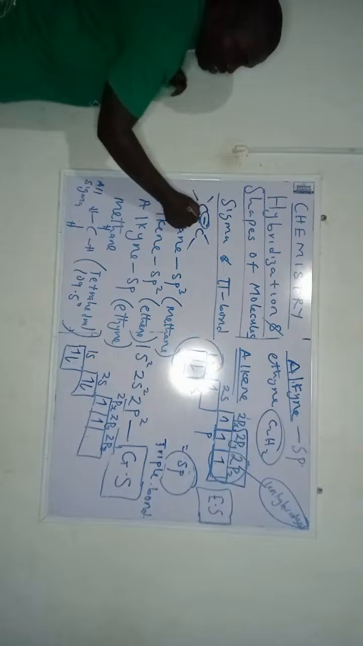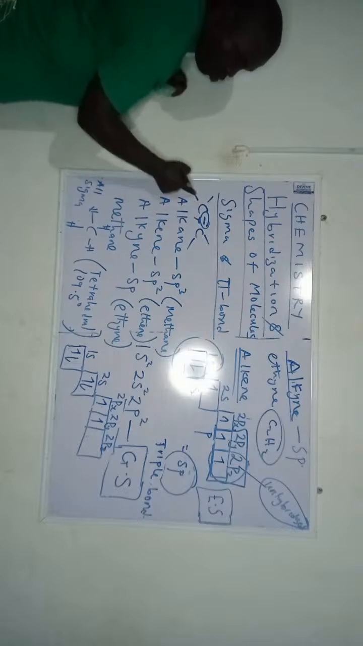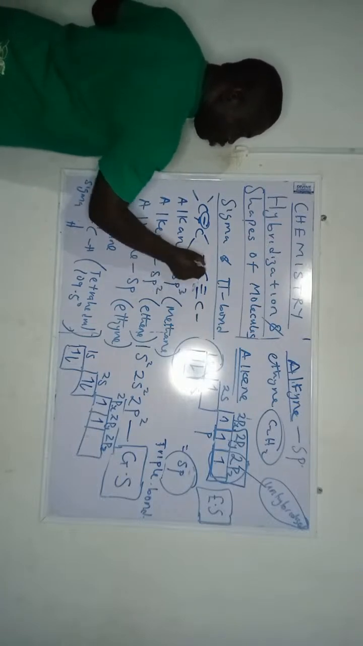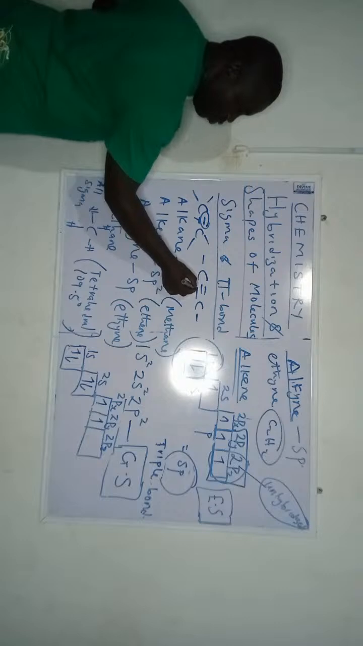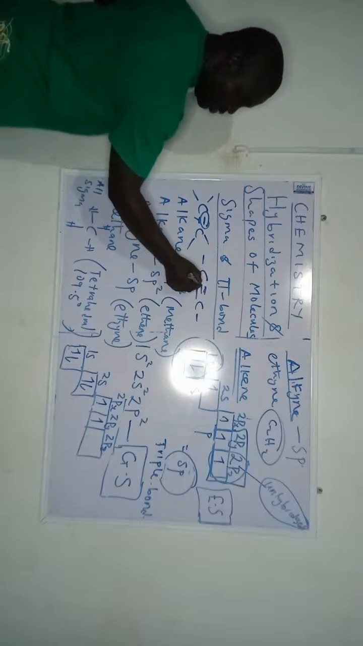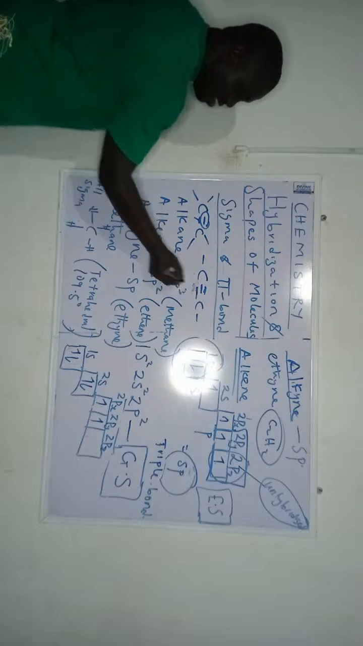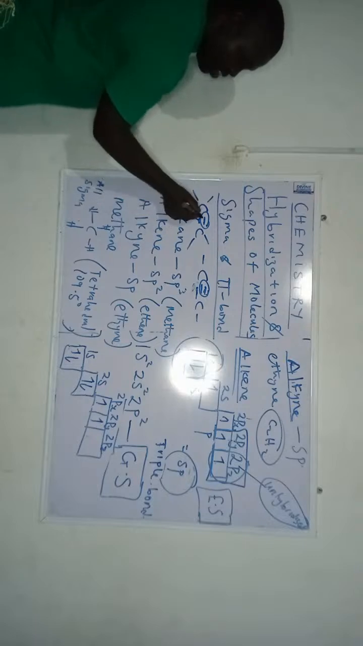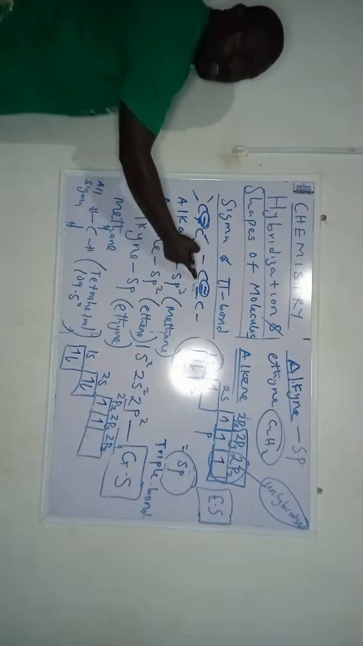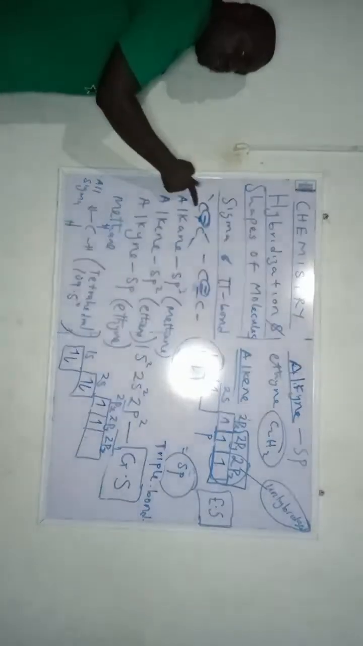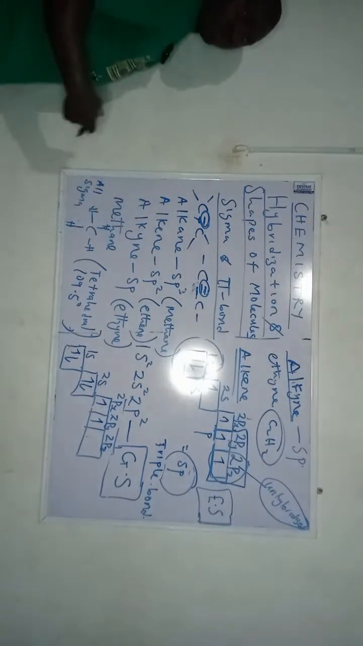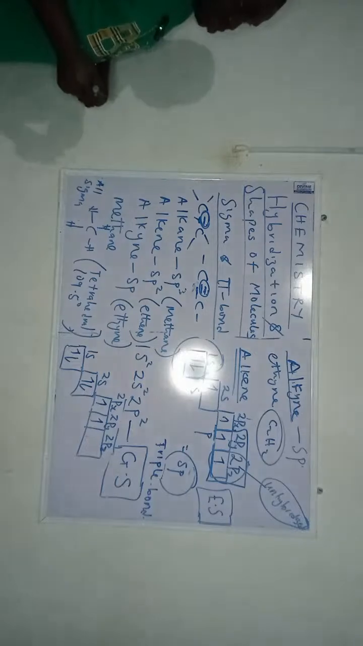The down one here is the sigma bond for double bond. But look at triple bond now. For triple bond, this is pi bond. This is pi bond rather. This is pi bond. And the last one is the sigma bond. In other words, for a triple bond, there are two pi bonds. For a double bond, there is only one pi bond. So this is what makes triple bond stronger than the double bond, because there are two pi bonds, and pi bonds are responsible for the reactivity of the unsaturated hydrocarbon.